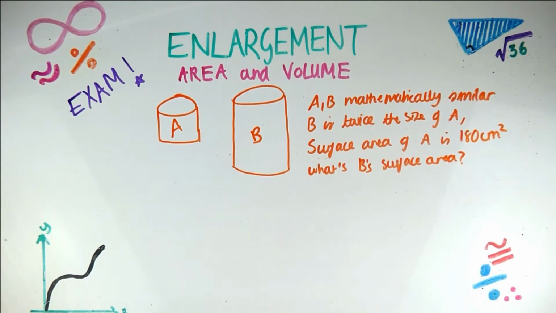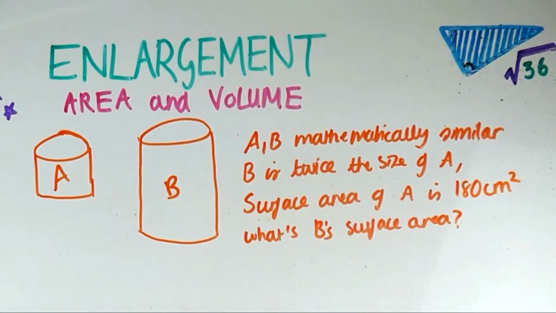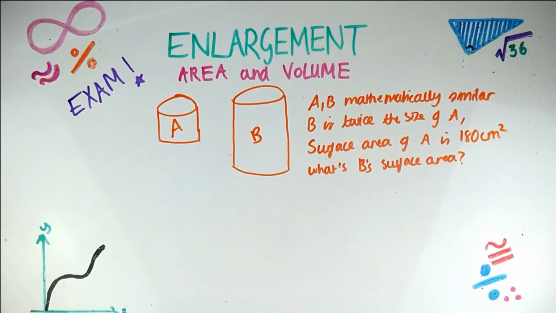Okay, so first exam question, apologies for the drawings. A and B are mathematically similar, so they're going to tell you that because that's really important, otherwise you can't really do this enlargement thing. B is twice the size of A. The surface area of A is 180 centimetres squared. What's B's surface area? So you know they're mathematically similar, so they're kind of related in some way.